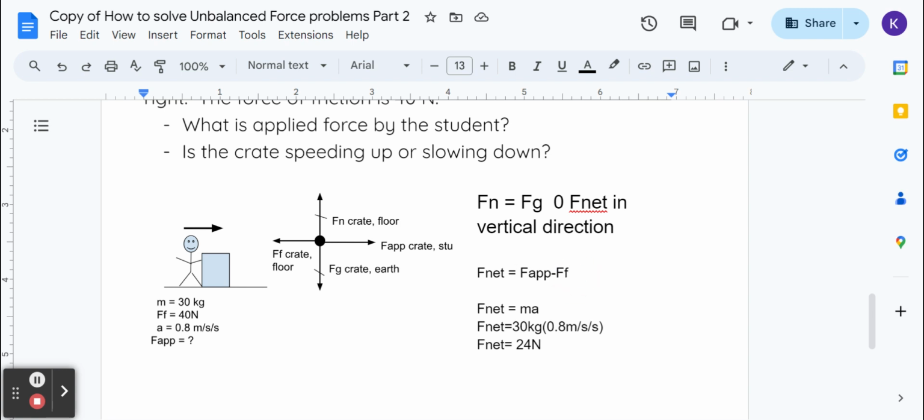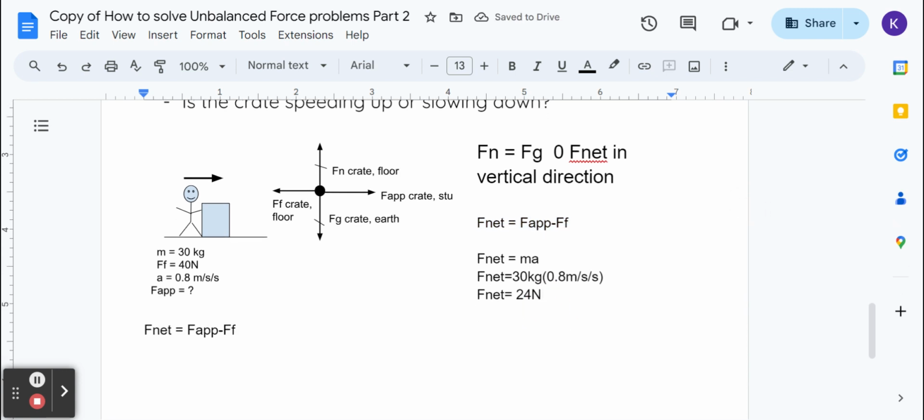I'm not done though. They didn't say solve for the net force. They said, what is the applied force? So we're going to go back to the original equation, F net equals applied minus friction. And we're going to plug in 24 newtons as the net force. Applied force is unknown. Minus 40 newtons was the force of friction. So to solve this problem, I'm going to add 40 newtons to both sides. And my final answer is 64 newtons equals the applied force.